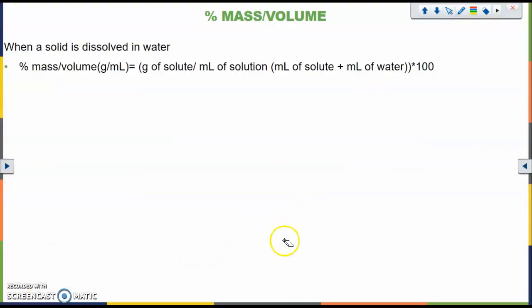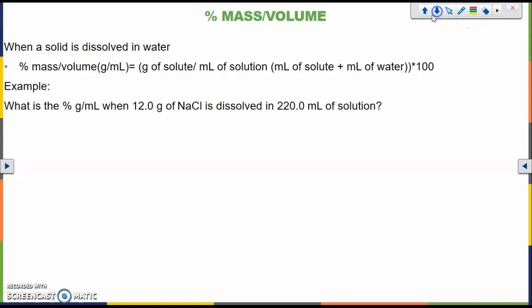All right, everyone. In the previous slide, we talked about percent volume, which is mils of solute over mils of solution. In this slide, we're going to be talking about percent mass volume, or grams over mils. It's going to be the same thing. It's going to be the grams of solute. Solute is always going to be on top, and the mils of solution on the bottom. And again, the mils of solution can be broken into a separate calculation, which is the milliliters of solute plus the milliliters of water.